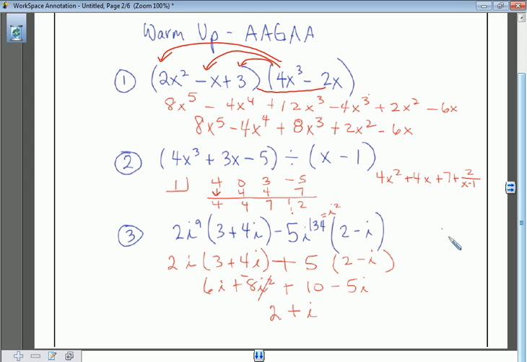Any questions about number 2? Yes, ma'am? So you don't have to do 2 zeros for the 2? Oh, we're only missing the square term. So we just need 1 0. Okay. We've got the cube, we've got the linear.